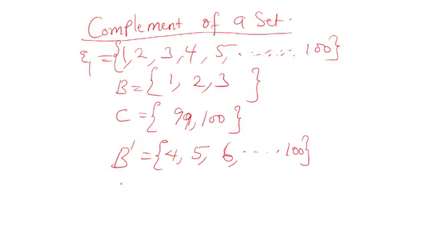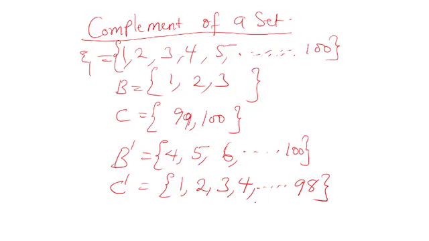If I should tell you now to give me C complement, you tell me that 99 is here, 100 is here, but from 1 to 98 is not in C. So C complement is 1, 2, 3, 4 till 98. This is the value of our C complement, from 1 to 98.